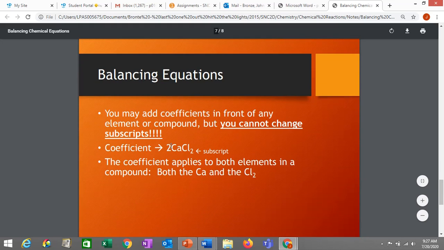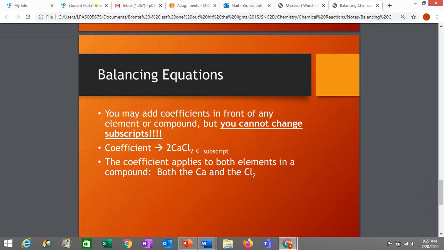And the one thing to note, where there's often a mistake made, is you can add a 2 in front. You can change your coefficients. So you could put a 2 in front of the CaCl2 or put a 3 there. This number, though, you cannot change. The subscripts, the small numbers, you cannot change those numbers. The reason you can't do that is because this number is not telling you how many CaCl2s you have. It's telling you how many Cls there are per calcium chloride. And that's different, because if you change that, you're changing the identity of the substance.